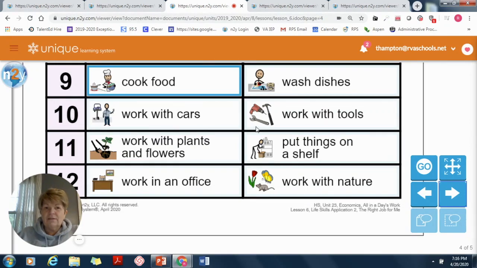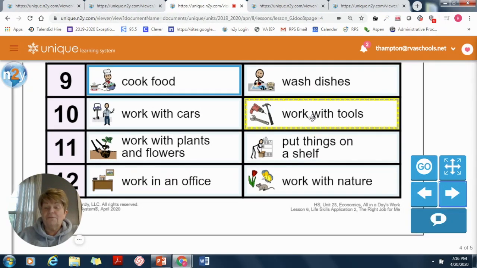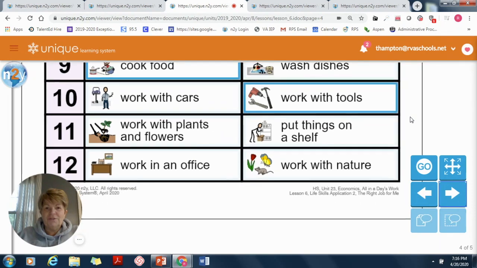Number 10, I would like a job where I could work with cars, work with tools. Work with cars or work with tools. I do like working with tools. I do. So, work with tools.